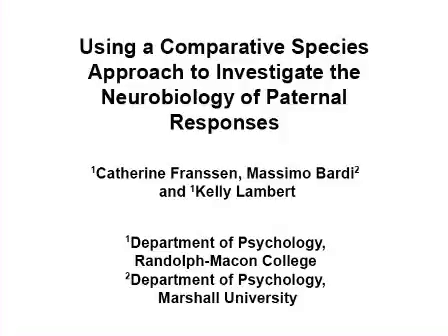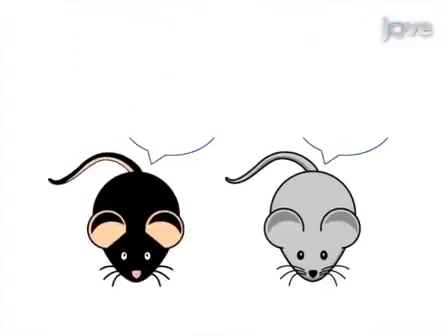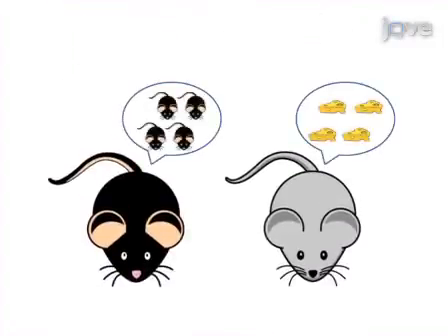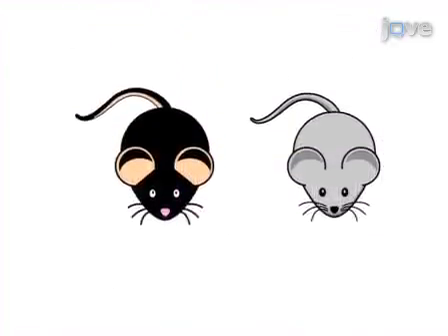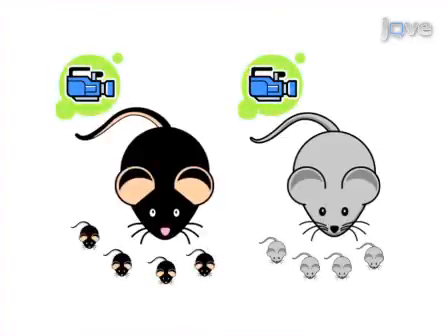The overall goal of this procedure is to use a comparative species approach to learn more about the brain areas and neurochemicals associated with paternal behavior. The first step is to identify two closely related species that differ significantly in the expression of the behavior of interest. Next, both species are allowed to interact with pups and observed for behavior within the parental response ethogram. These behaviors are videotaped for further analysis.